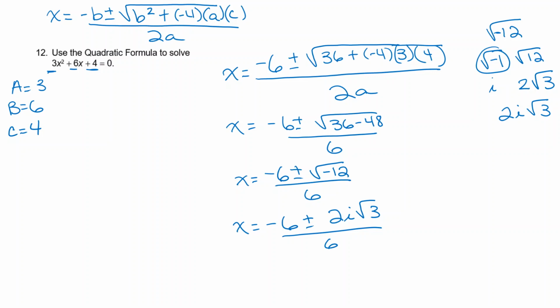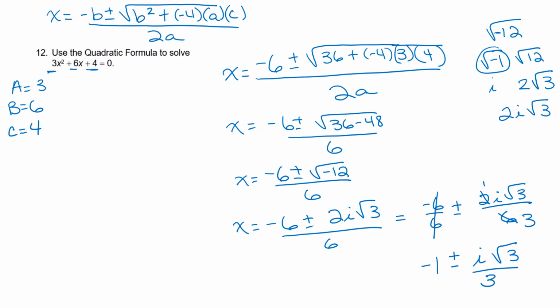Now, remember that these are actually two separate problems, but they have a common denominator. So it's -6 over 6 plus or minus 2i square root of 3 over 6. Now I can reduce a little bit. This is going to be -1 plus or minus, 2 goes into 2 one time, 2 goes into 6 three times, so it's i square root of 3 over 3. So that's what your x equals. If we didn't have an i, we would actually work it out, but since there's an i in there, you can just leave it like that. All right, number 13.